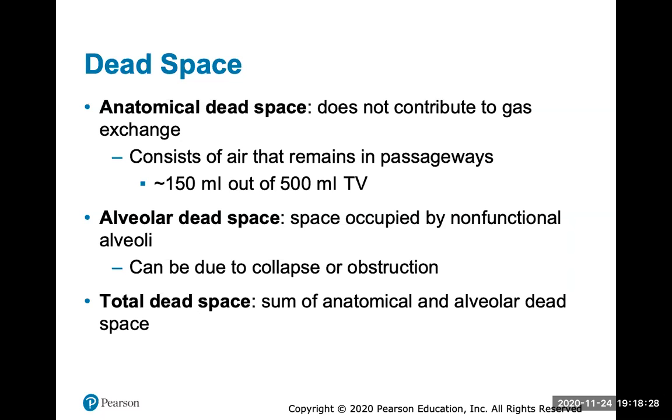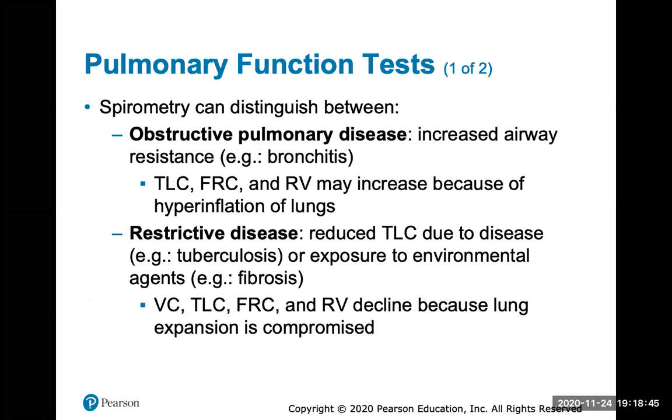Anatomical dead space does not contribute to gas exchange. It's air that remains in the passageways. Alveolar dead space is space occupied by non-functional alveoli, usually due to collapse or obstruction. And total dead space is the sum of anatomical and alveolar dead space. Obstructive pulmonary disease is increased airway resistance, and restrictive disease is reduced total lung capacity due to disease or exposure to environmental agents that can cause fibrosis.